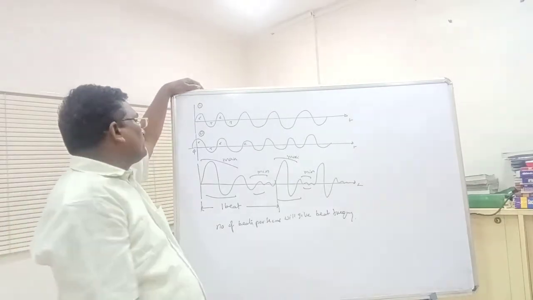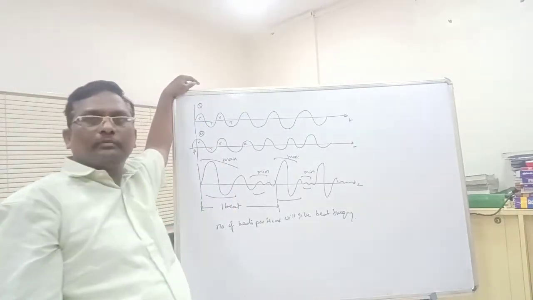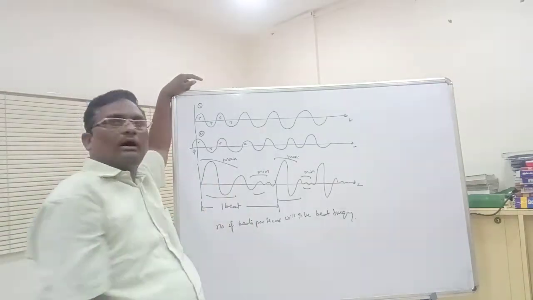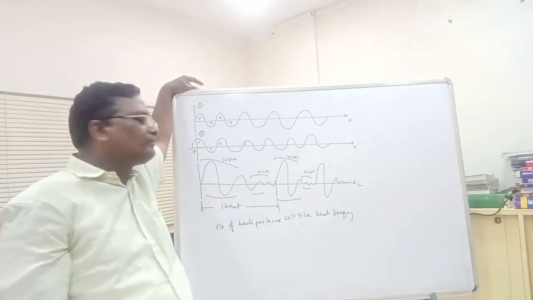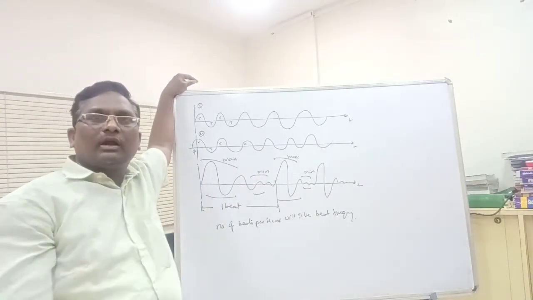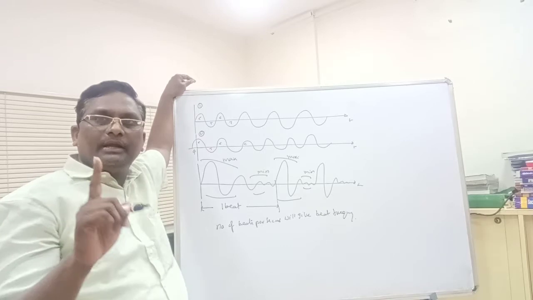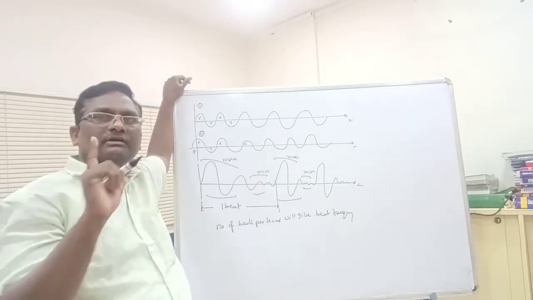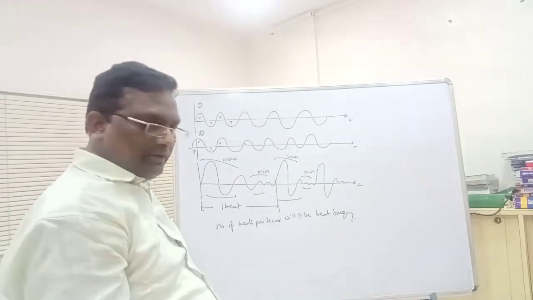Explained here. Suppose two waves are superimposed together with a slight frequency difference. So maxima and minima, or waxing and waning, will form. One maxima and one minima will constitute one beat. Number of beats per second will give you the beat frequency. Okay, so that is the beat frequency.